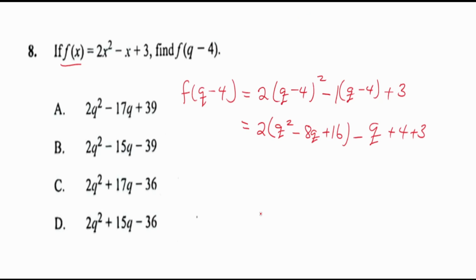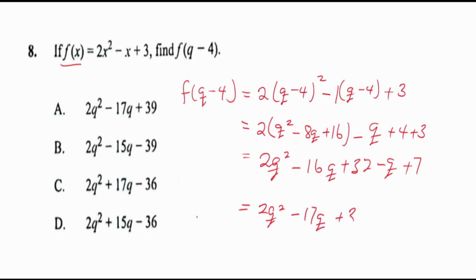Then simplifying further, this is going to give us 2q squared minus 16q plus 32 minus q plus 7. Then -16q and -q are like terms, and 32 and 7 are like terms. So putting them together, we're going to have 2q squared minus 17q plus 39. And by looking through the options, that's going to be option A.